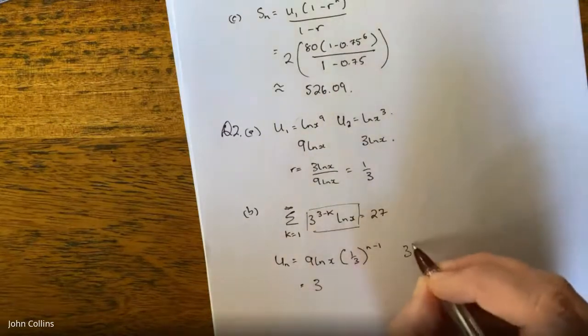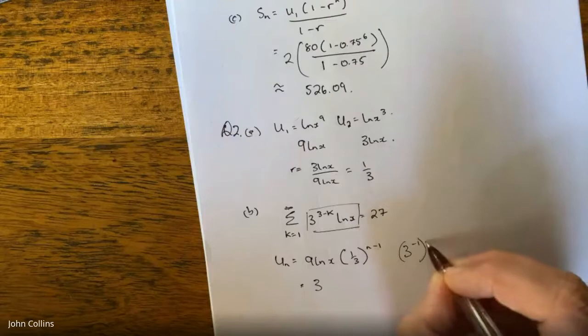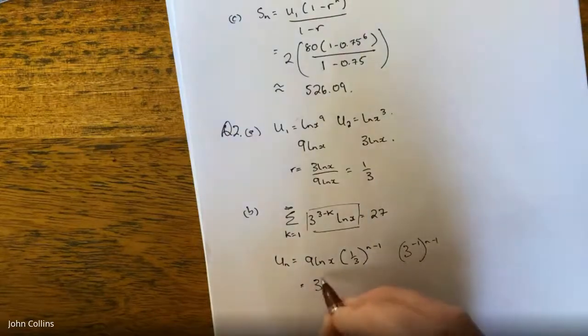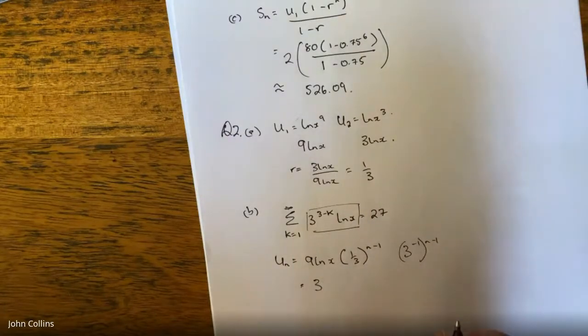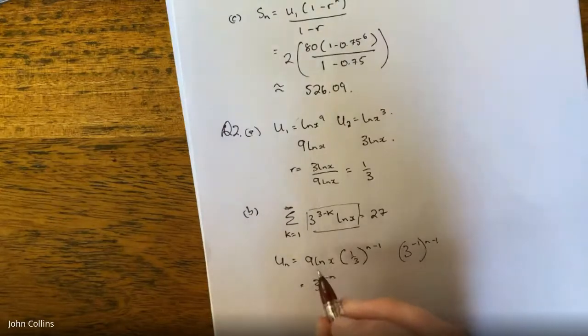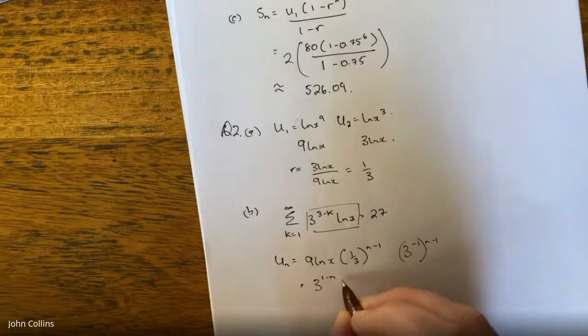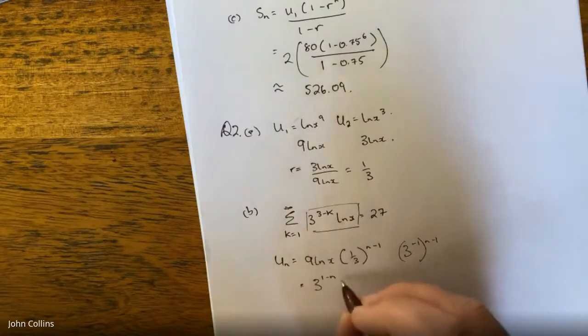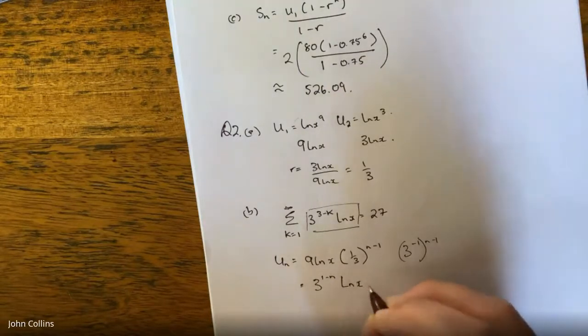So you can put that in front then. Just as a side note, 3 to the minus 1 times n minus 1, and that will give 3 to the 1 minus n, is it? 1 minus n. What about the ln x part? Well, is it the same? It is the same. Why am I doubting myself now? ln x to the 9.